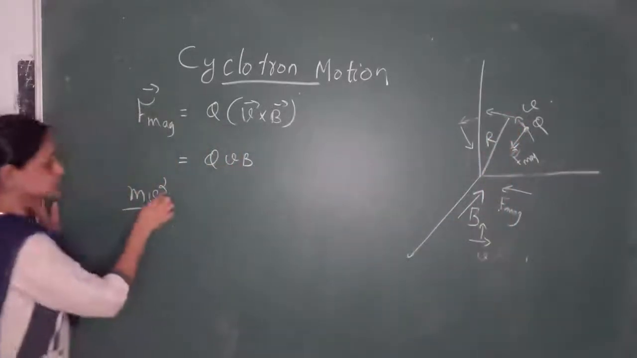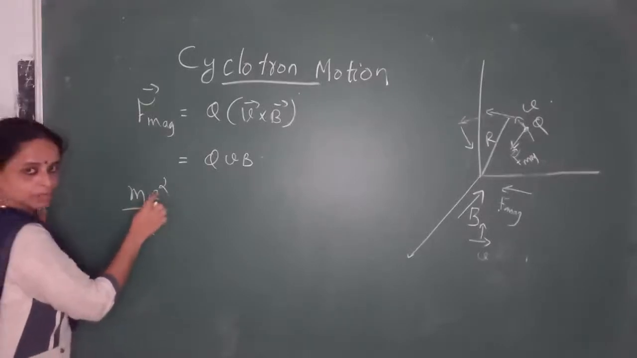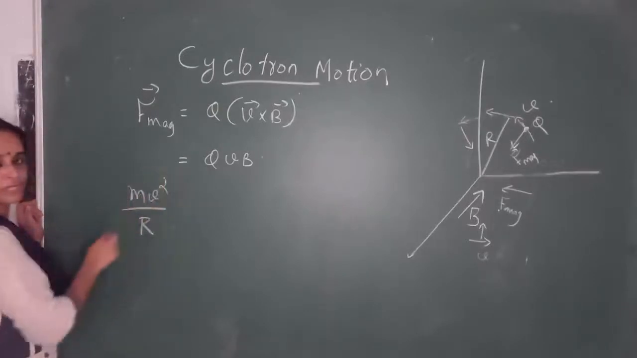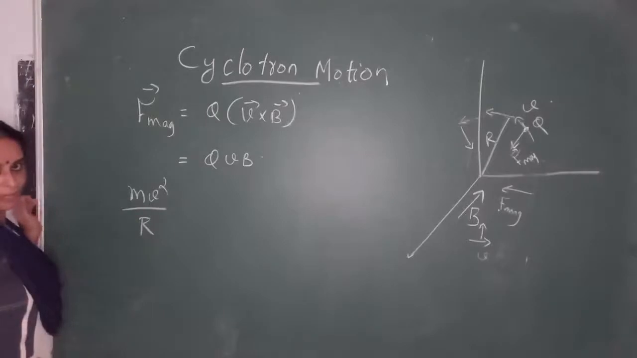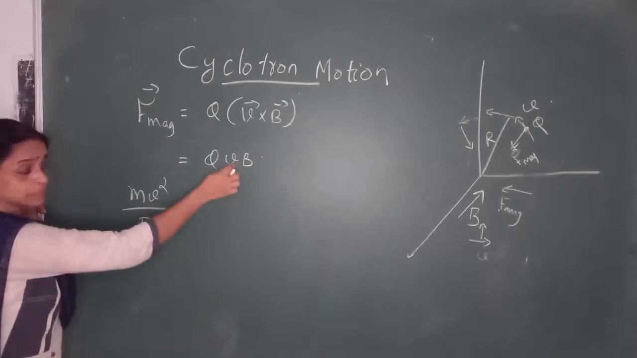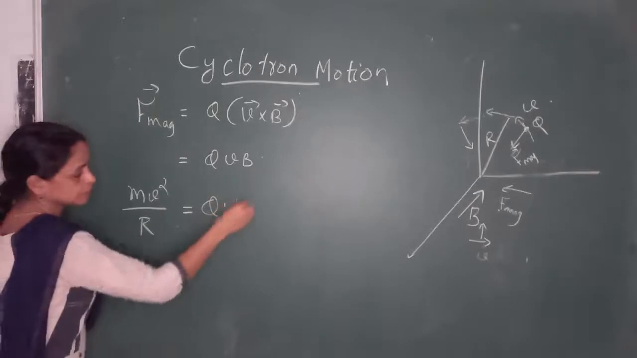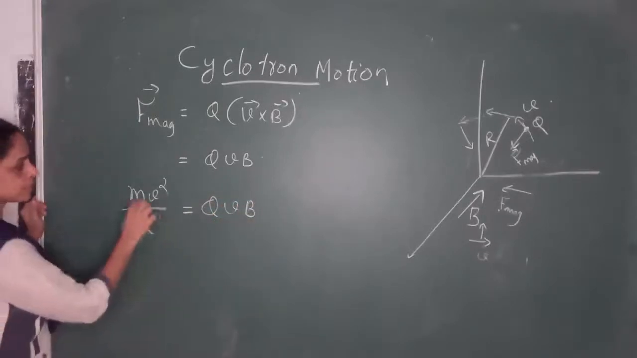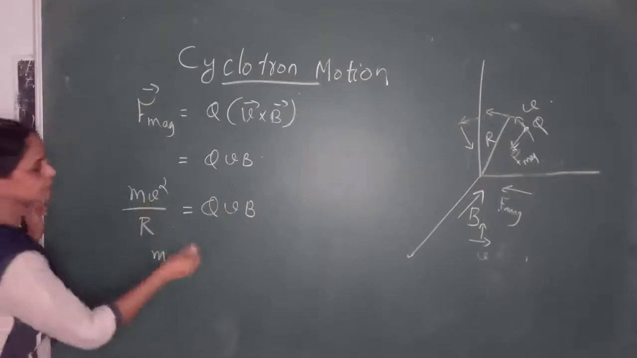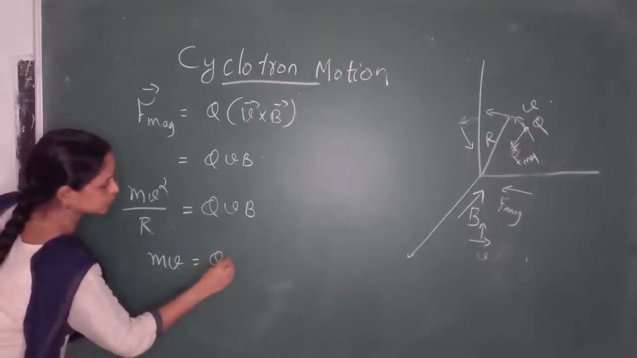If a particle having mass m is moving with velocity v in a circle having radius r, then the centripetal force is given by mv square by r. Here the magnetic force is responsible for the centripetal force. So we can equate both terms, qvB equals mv square by r. The v and v will get cancelled, so mv will be equal to q into B into r.